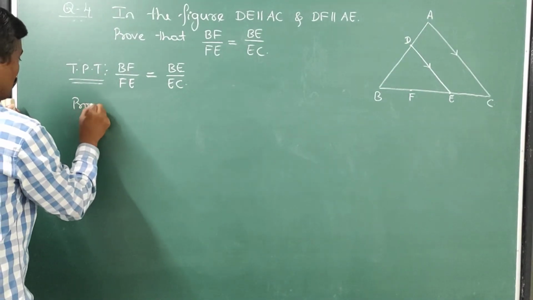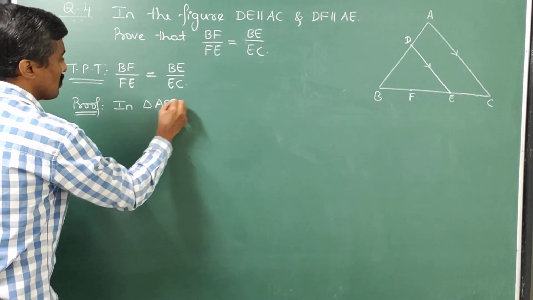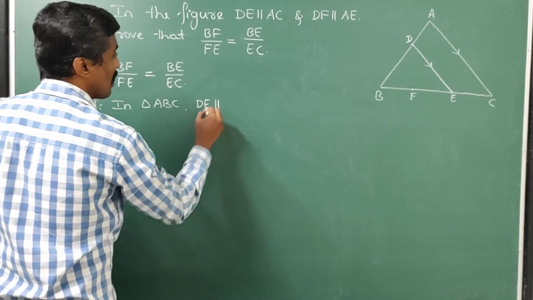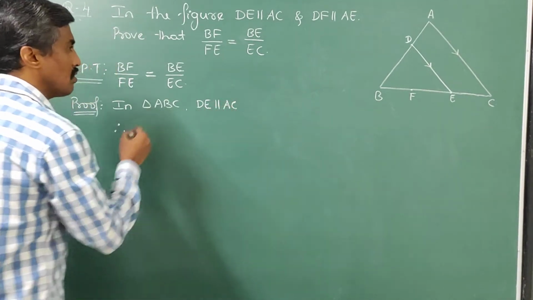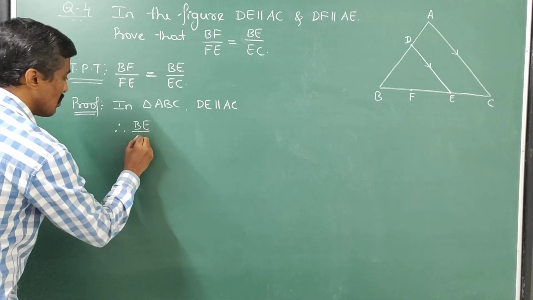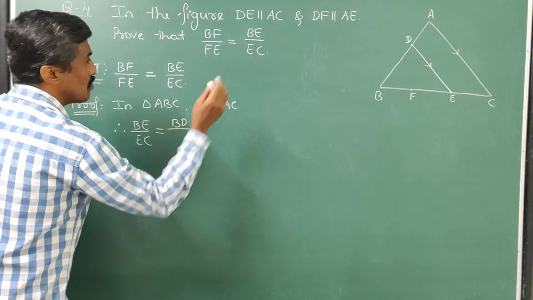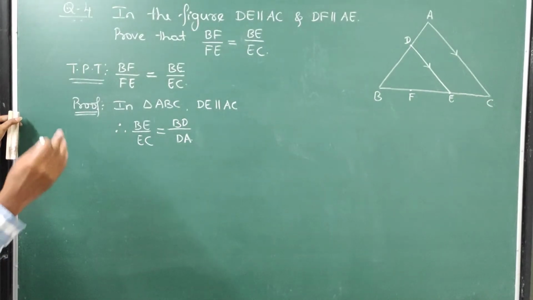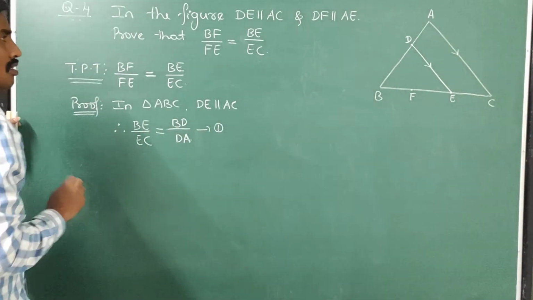Proof. In triangle ABC, DE is parallel to AC. Therefore, BE divided by EC, first part divided by second part, is equal to BD divided by DA, or AD, since DE is parallel to AC. Let me take it as equation 1.